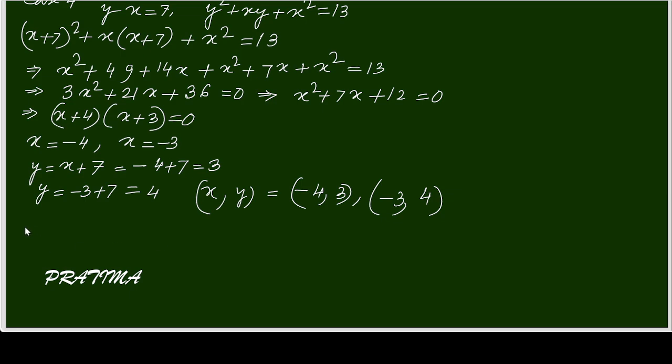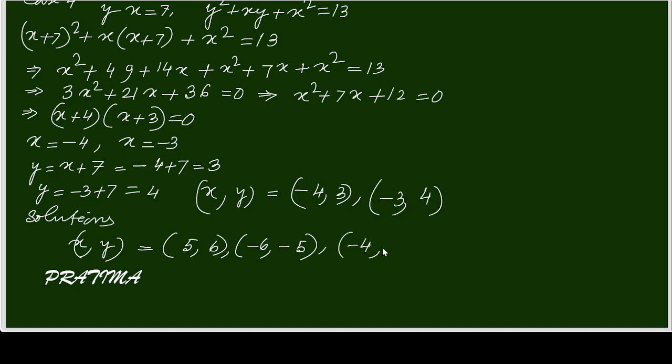So the total solutions are (5, 6), (negative 6, negative 5), (negative 4, 3) and (negative 3, 4).